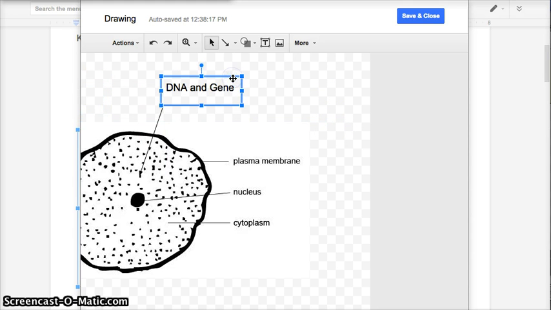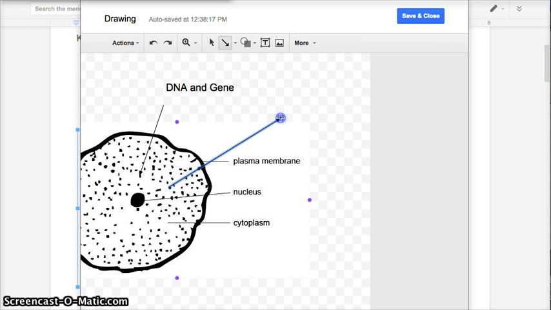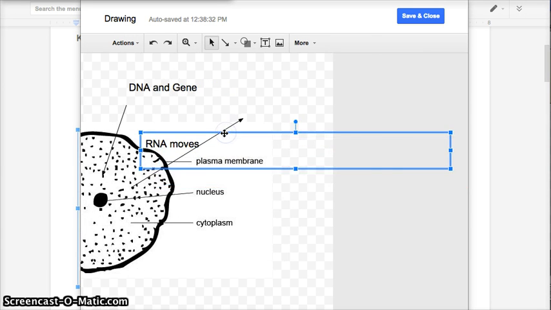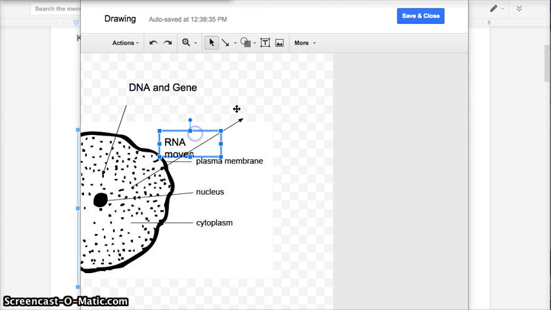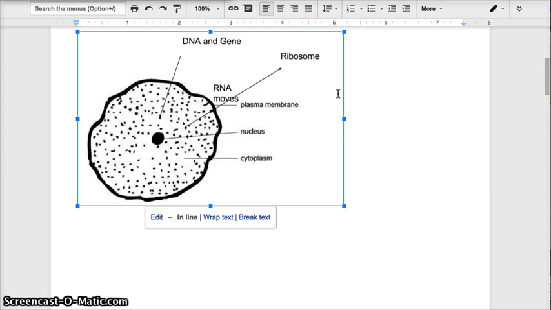And then what's going to happen is our RNA is going to move out to here. So RNA moves, one type it does, and we're going to talk about the different types, but the RNA moves from the nucleus out here to a ribosome. Alright, so we're going to add a ribosome out here. So DNA genes found here, we're going to go to the ribosome, and then the ribosome is going to make proteins. And that's what's going to happen there.